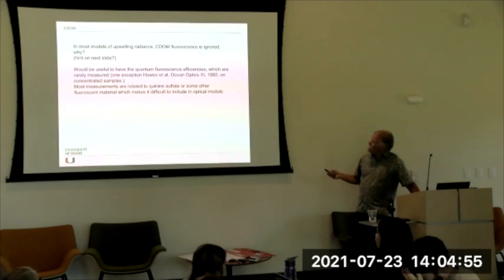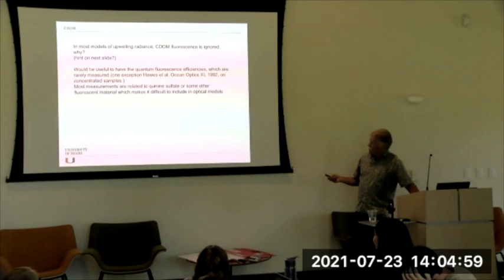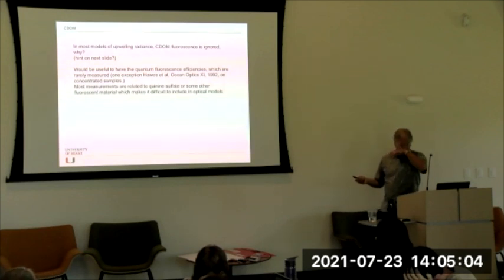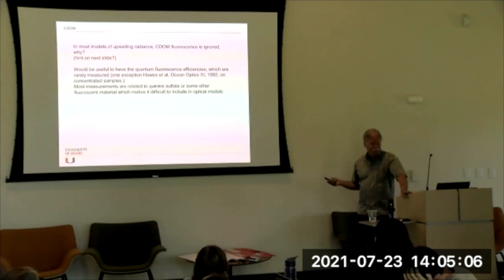It'd be really useful to have quantum fluorescence efficiency, but those are almost rarely measured. If you have these, then you can put them into models. And Hydrolight has this in their model, right? And you're using this data by Haas and all.